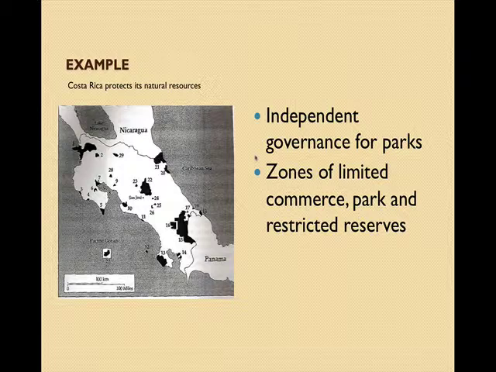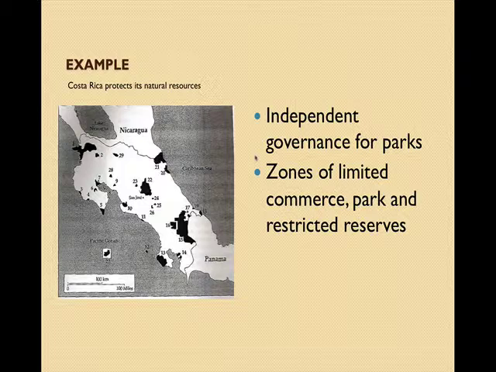And they really wanted to increase the amount of natural area they had. So one of the ways they did this is they set up a bunch of national parks, and they provided independent governance for each of these parks. And that independent governance then allowed the parks to be run in a very local manner that met the local needs.